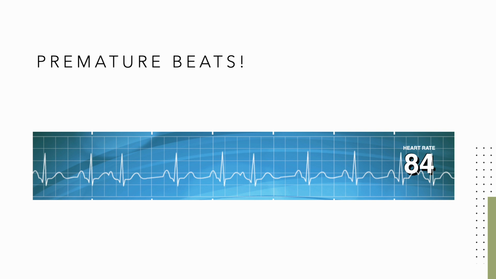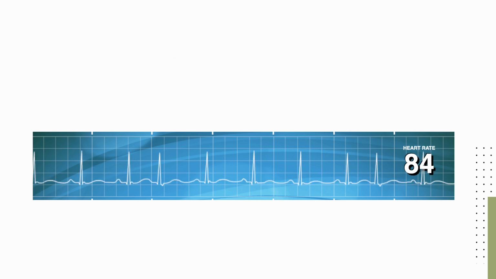So, in the EKG on the screen, we can see a normal sinus rhythm with P waves, a QRS, and T waves. However, there is a beat that seems to happen earlier than it should, and this early beat has a P wave associated with it, as well as a QRS and a T wave. And then we have a period of time before the next conduction cycle. This rhythm is called a normal sinus rhythm with premature atrial contractions, or PACs.